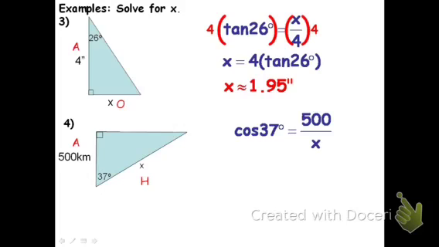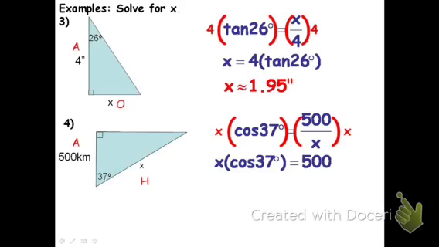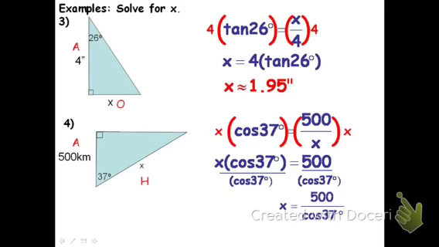Now this problem is going to be a little bit trickier to solve. We'll start by multiplying both sides by x. This will give me x cosine of 37 degrees equals 500. Dividing both sides by cosine of 37 degrees, I'll get x by itself. X equals 500 over cosine of 37 degrees.